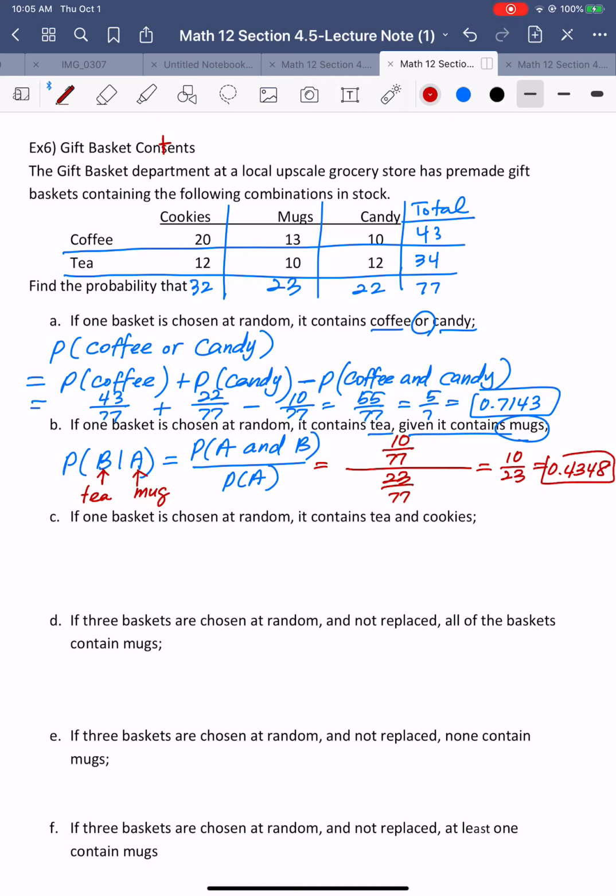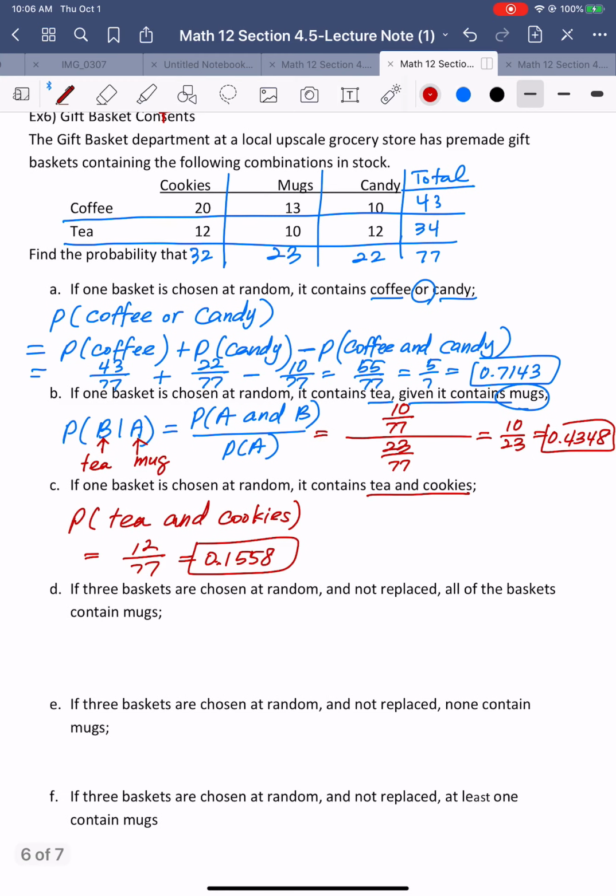Alright, C: one basket is chosen at random, and it contains a tea and cookie. So what is tea and cookie? There are 12, right? So the probability for tea and cookie is 12 out of 77, which comes out as 0.1558.